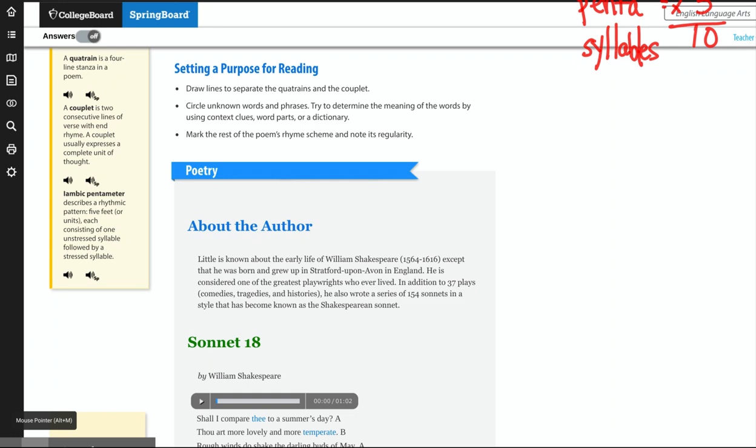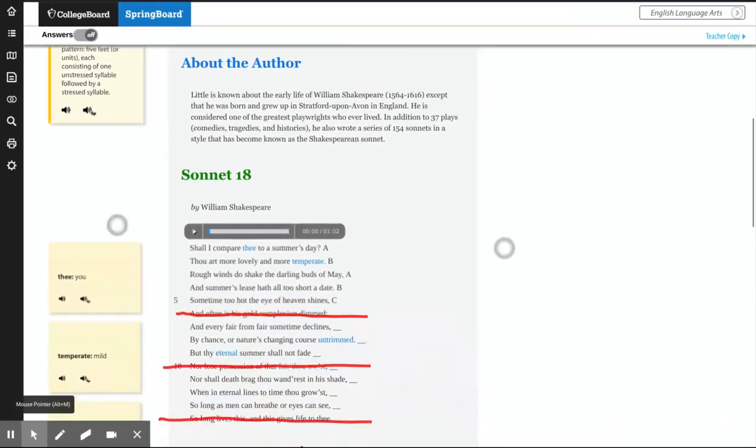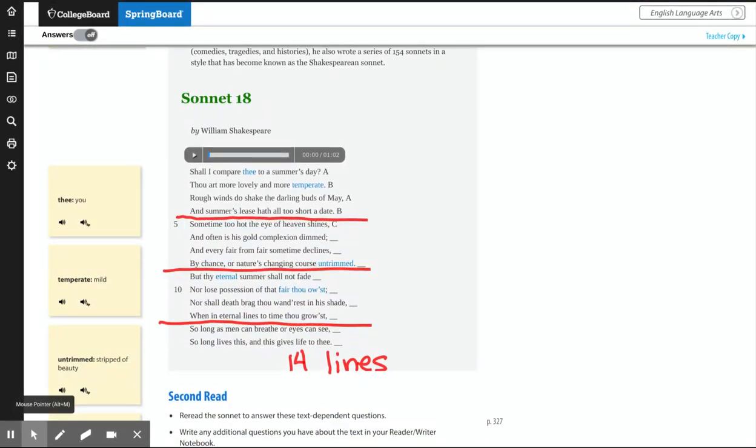We'll determine what some of those mean and how they help us understand the meaning of the sonnet. We might be able to get some of them from context clues, word parts, or maybe we need to look in a dictionary. And then we're going to mark the rest of the poem's rhyme scheme and note its regularity. All right, so rhyming is all about the end sound. So we will notice that they've already begun marking it for us.